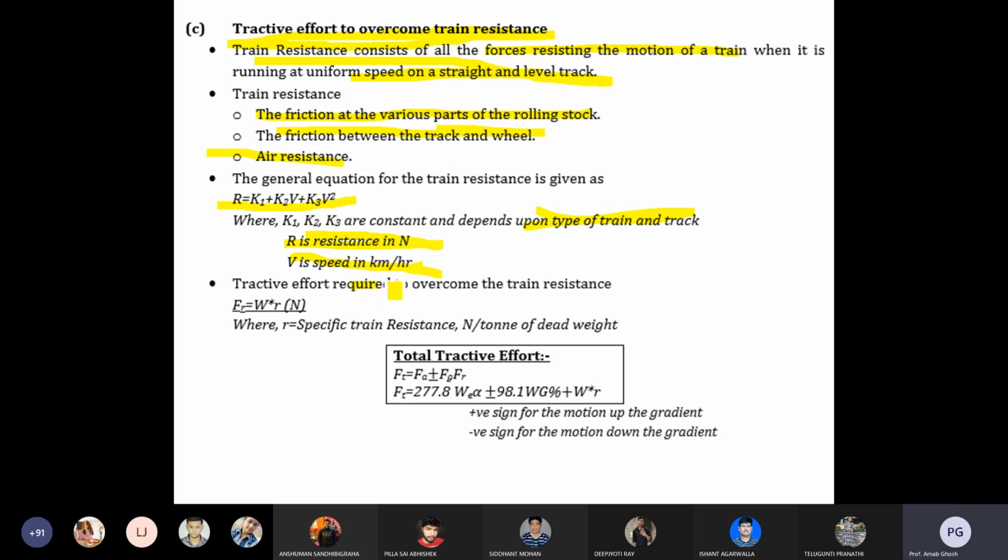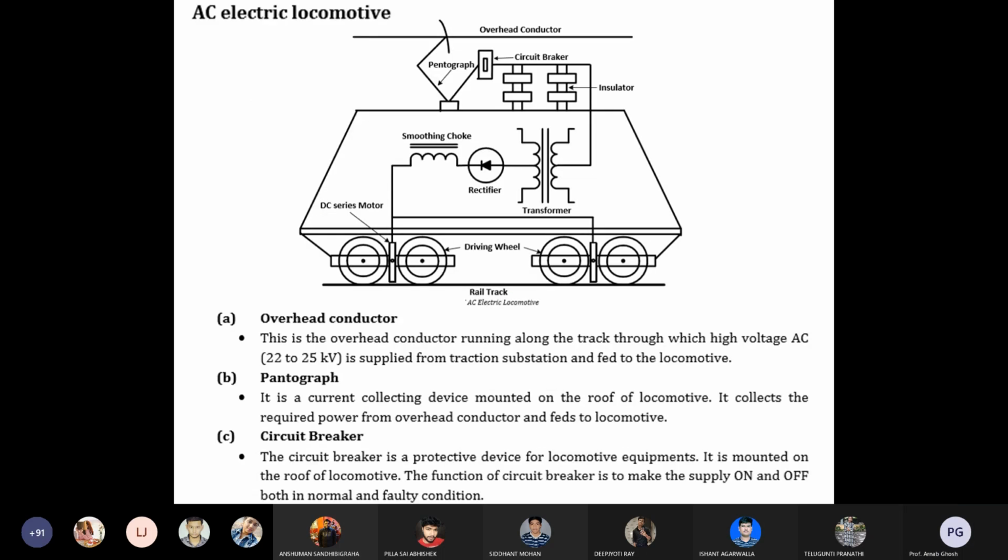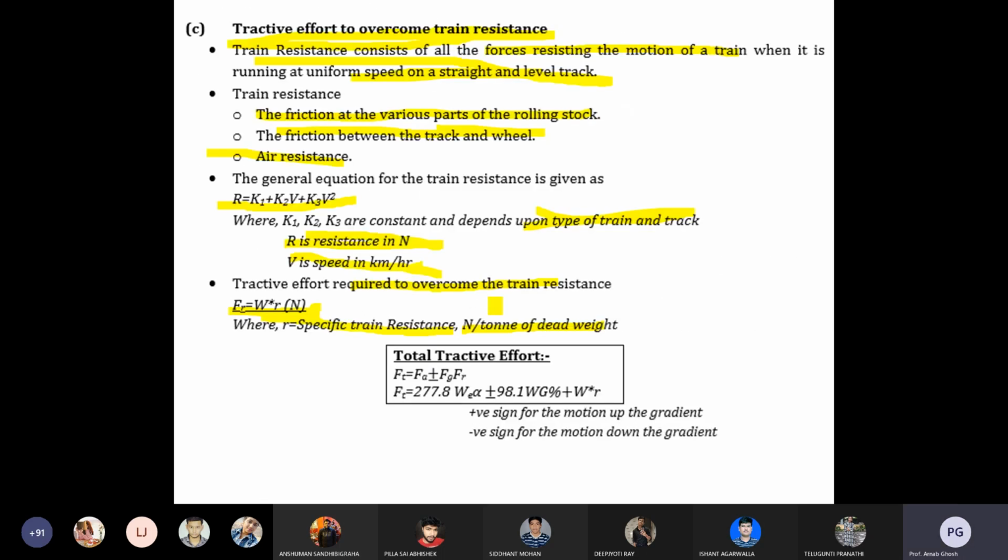Okay, so the tractive effort required to overcome the train resistance is Fr equals W into lowercase r in Newton, where r is the specific train resistance and W is the dead weight. So here we can see the train locomotive. Next class we will discuss the train locomotive.